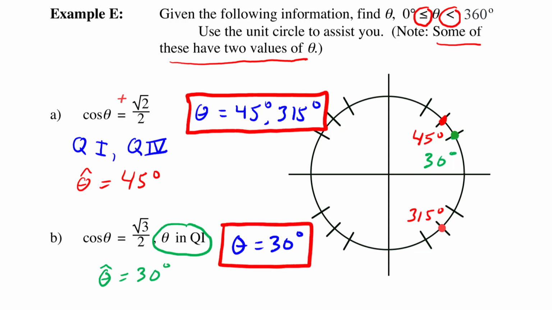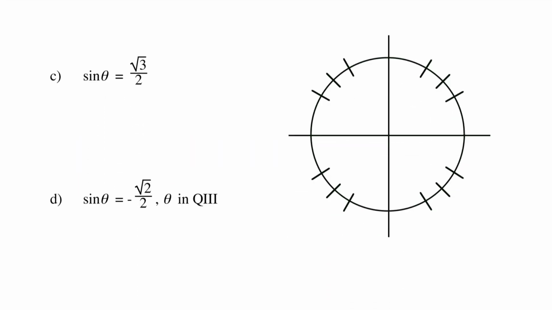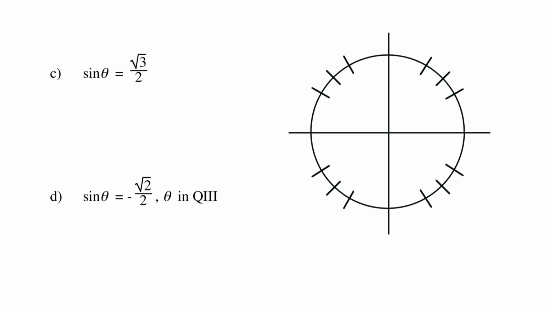Okay, let's take a look at a couple of finding theta involving sine. In part C, the sine of theta is square root of 3 over 2. Again, 2 clues. The first is that it's positive, and that means we're talking about quadrants 1 and 2 for sine. The other is that its sine is radical 3 over 2, and that occurs at the 60 degree mark. So theta hat is 60 degrees.